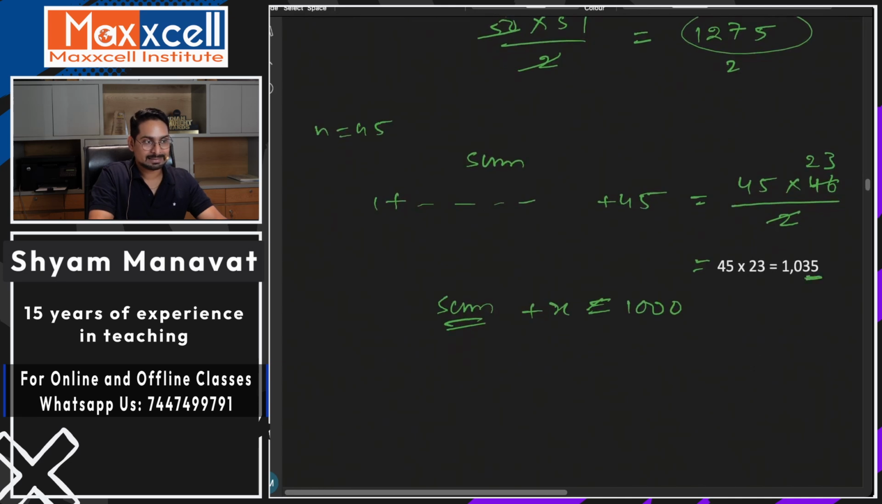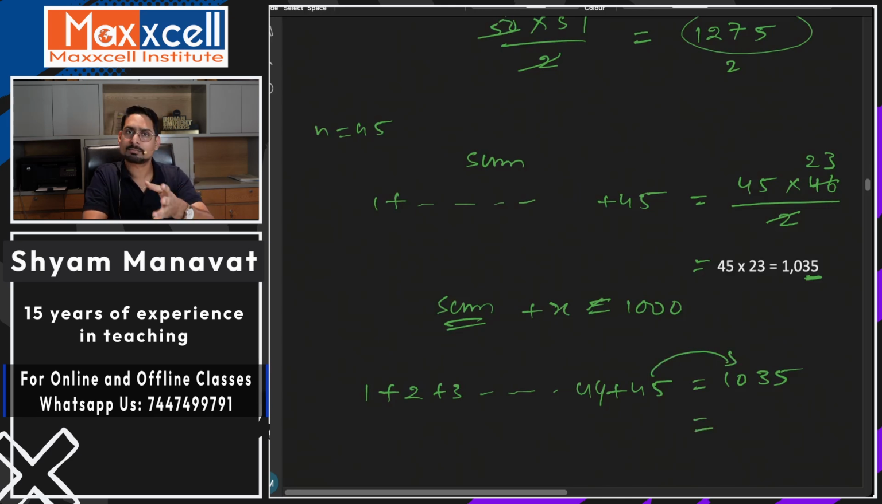This is 1035. That means, think a little: adding 1 + 2 + 3 up to 45, you get 1035. Now if I add till 44, I can simply subtract 45 from 1035. I don't have to substitute. You can substitute also in the formula n(n+1)/2, but better off subtracting. It will be easier. If we subtract 45 from 1035, what do we get? 990. That is the sum from 1 to 44.